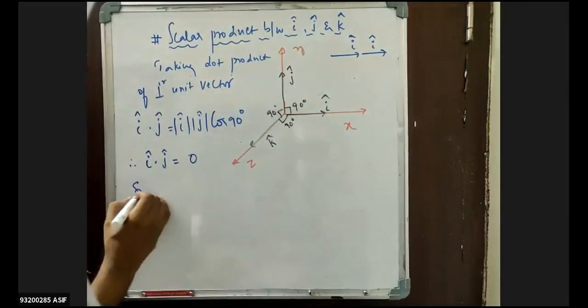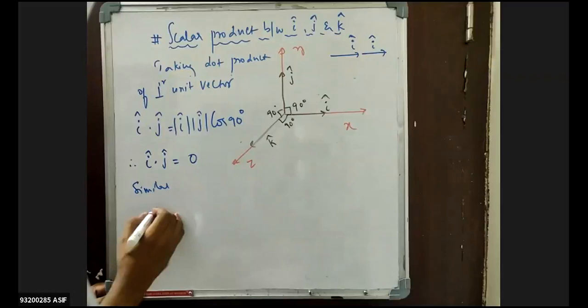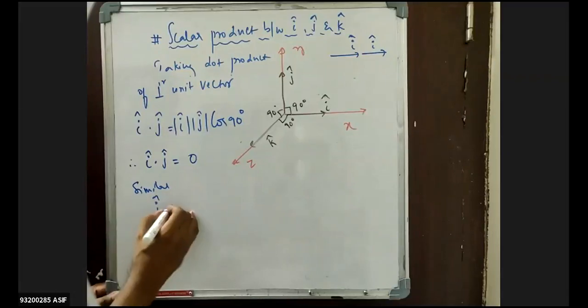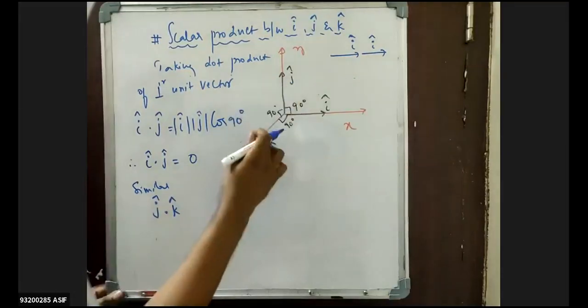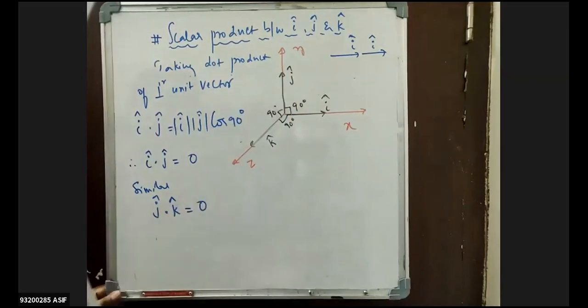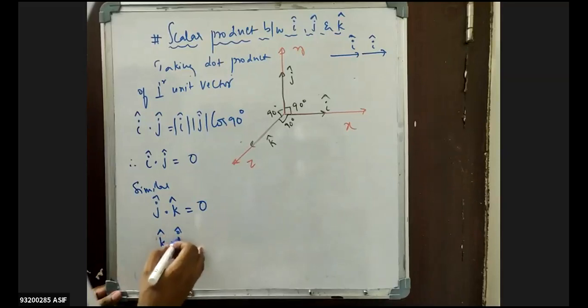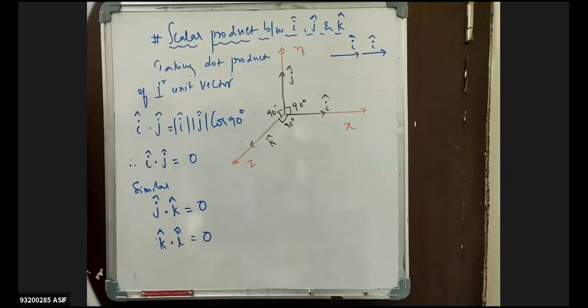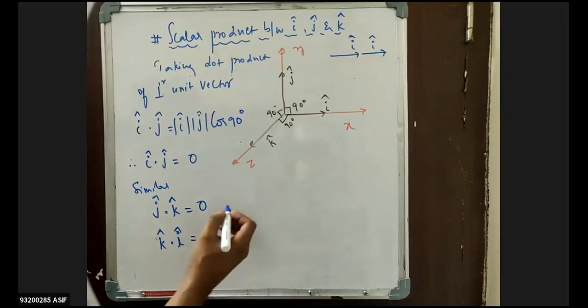Similarly, I can write j cap dot k cap. The angle between j and k is also how much? 90. So that will be equal to 0. And k cap dot i cap is also equal to 0. So for the given condition, i cap dot i cap, I mean the dot product of perpendicular vectors, is always equal to 0.